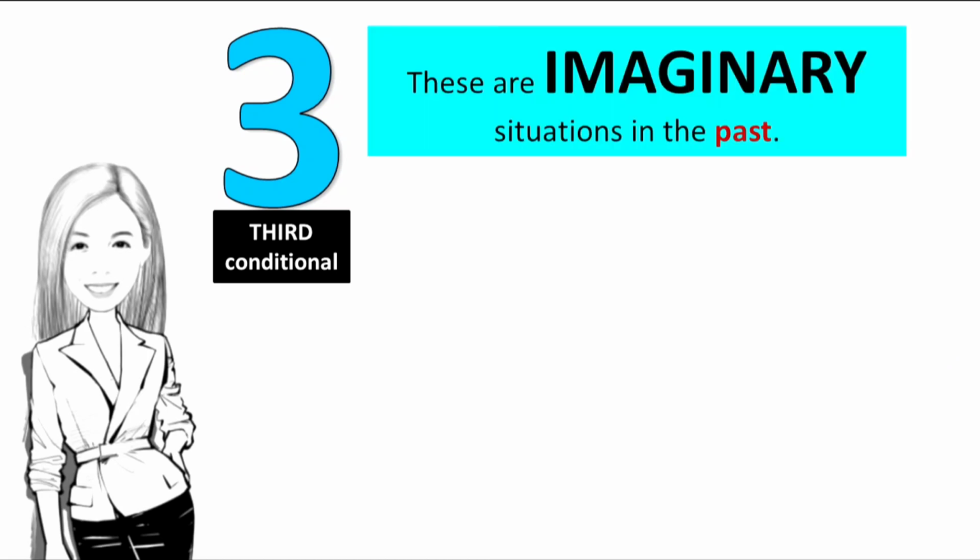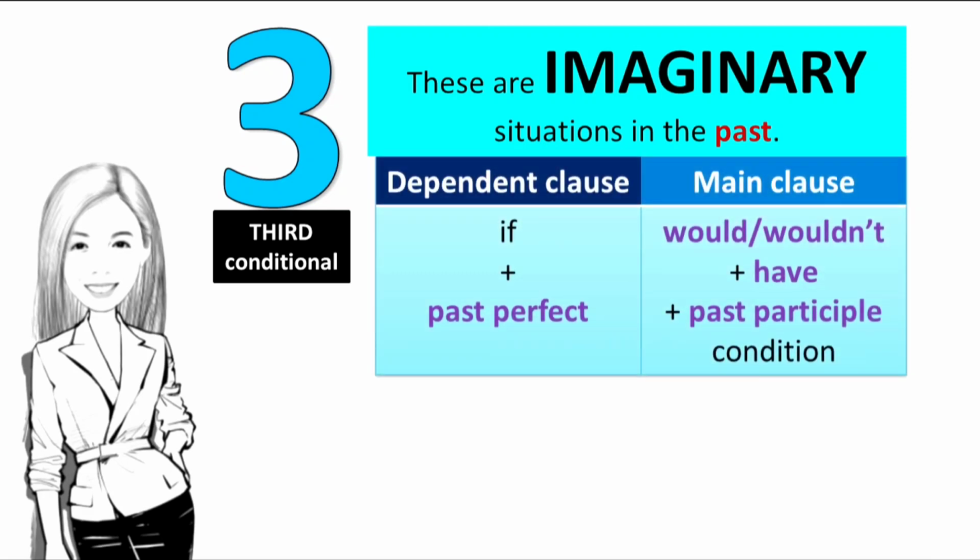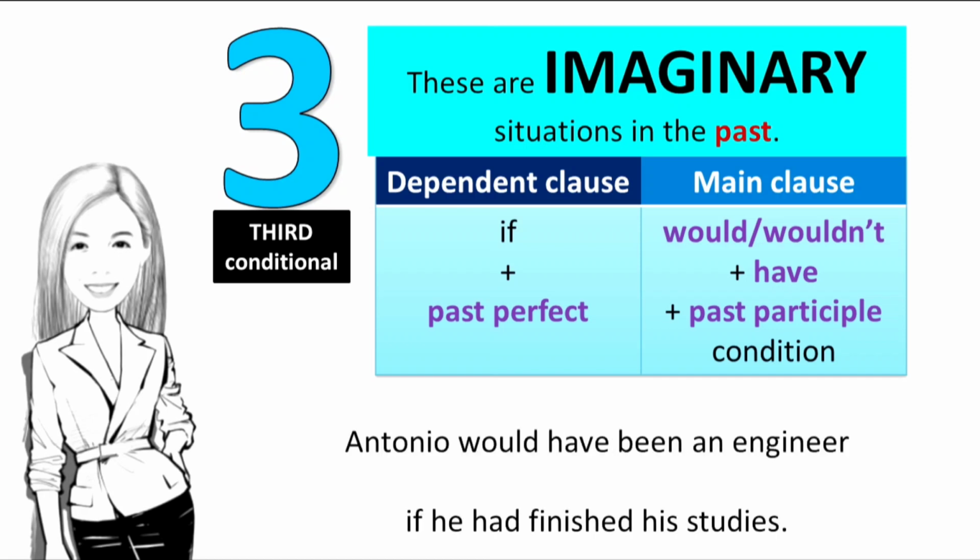Is it clear? Now let's see how we should write it in a sentence. For the dependent clause, we use the past perfect, while for the main clause, we use would or wouldn't plus have plus past participle. Antonio would have been an engineer if he had finished his studies. We use "had finished" for the dependent clause because we need to use the past perfect. While for the main clause, we use "would have been" because the format is would plus have plus past participle.